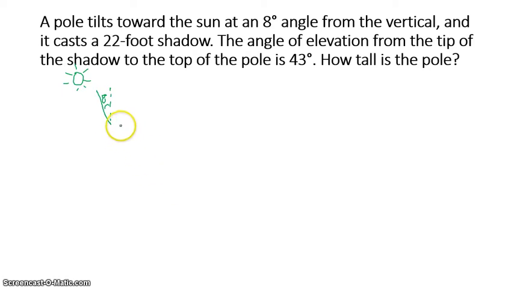Cast a 22-foot shadow, so my shadow would land on the ground. And the angle of elevation from the tip of the shadow to the top of the pole, so from the tip of the shadow up to the top of the pole, is 43 degrees. How tall is the pole? If you have not already, you should pause this and write down the word problem so that you have it for your notes.